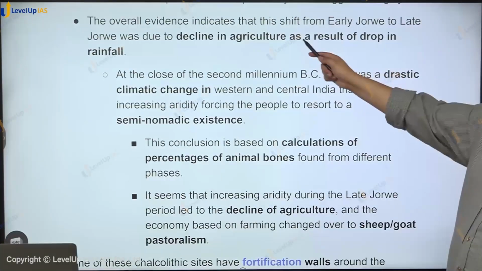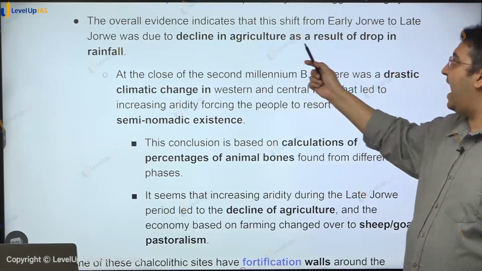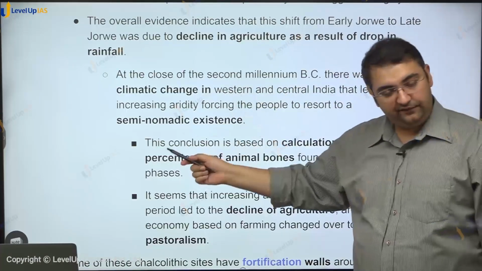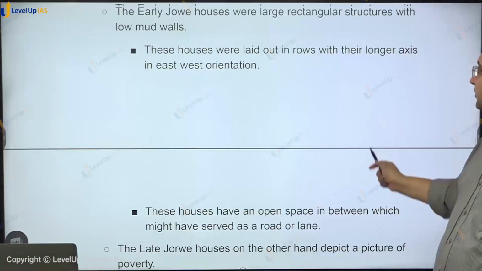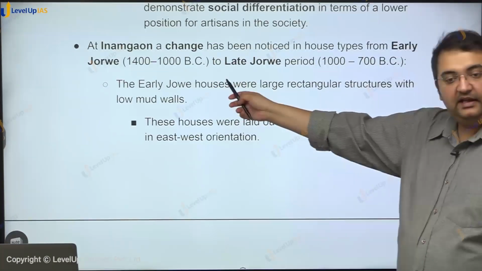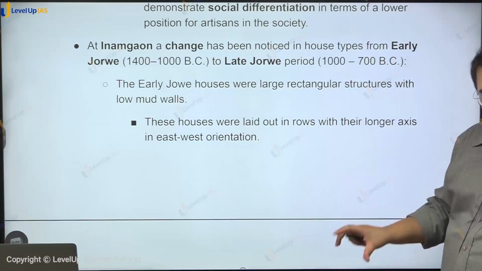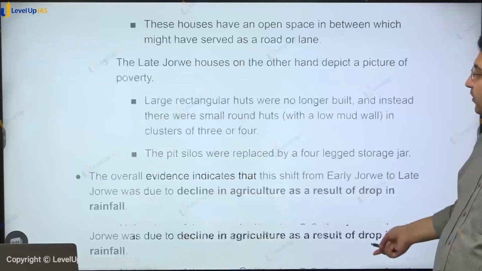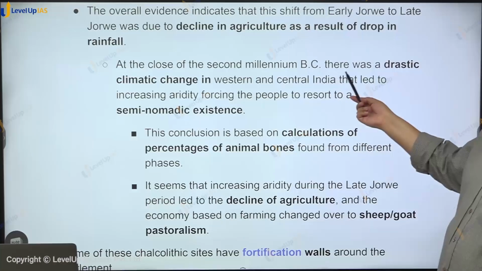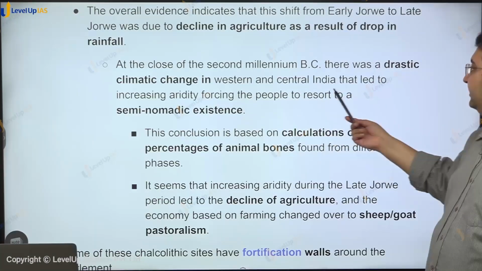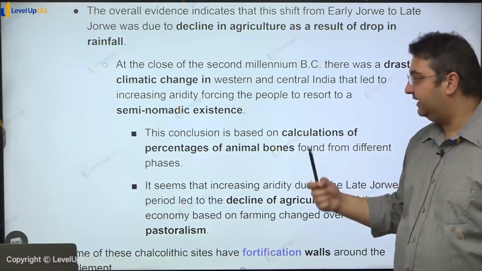The overall evidence indicates that this shift from early to late Jorwe was due to decline in agriculture as a result of drop in rainfall. So around this boundary, that is around 1000 BC, in the region of Inamgaon, the rainfall seems to have declined, resulting in higher poverty and shortage of food, right? At the close of the second millennium BC, there was a drastic climatic change in western and central India that led to increasing aridity, forcing the people to resort to a semi-nomadic existence.